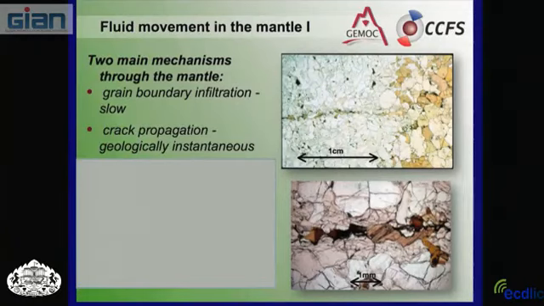Two main types of movement of fluid and melt in the mantle. Grain boundary infiltration is a slow one. Crack propagation is a very quick one, with two pictures.